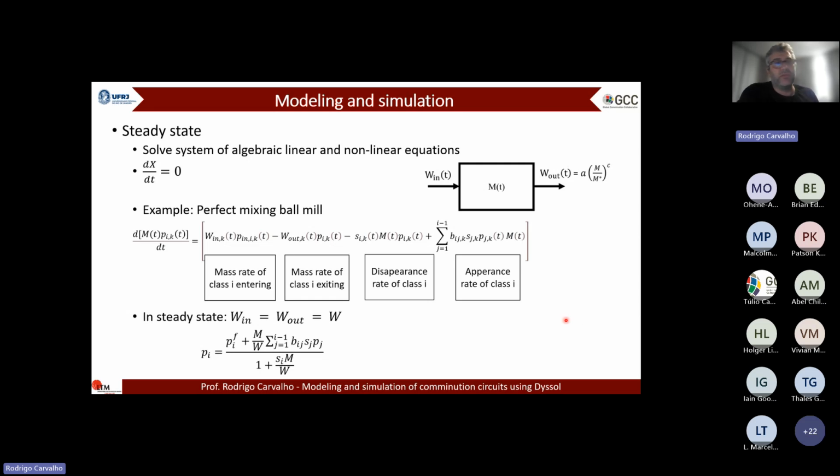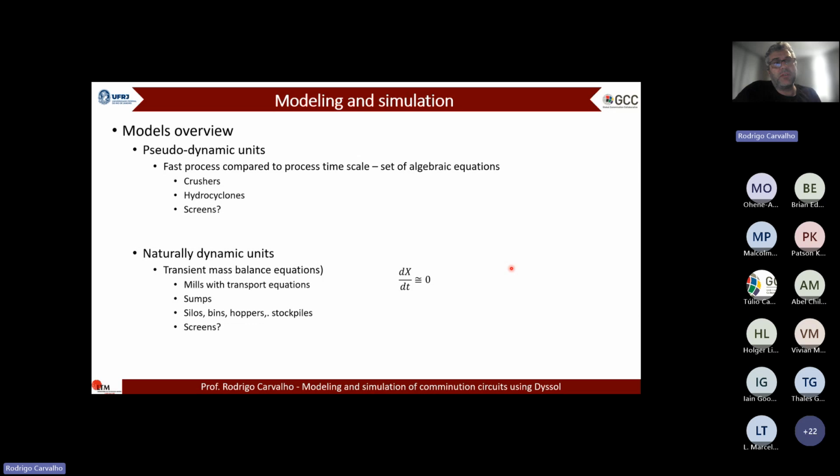And for crushers, you use equations like that in the steady state inside some dynamic simulation scheme that, when combined with dynamics coming from silos, hoppers, bins, and conveyor belts, performs as a dynamic circuit. That type of model we call pseudo-dynamic units. So they are fast processes compared to the process time scale. It's just a set of algebraic equations. Of course, there can be some differential equations, but we are not solving these equations with time.